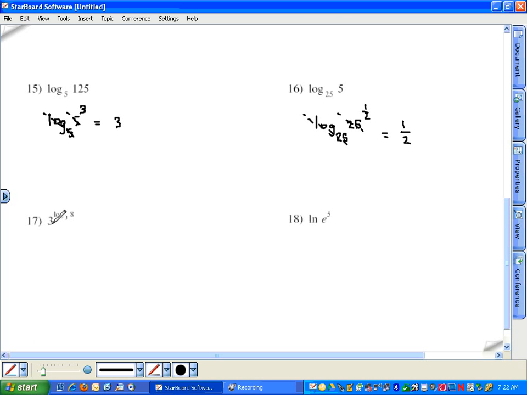Now over here, if you have a base of 3 and then as an exponent you have a log with a base of 3, those are inverse functions. They cancel each other out. So what's left over is 8. And then over here, natural log has a base of e. So the natural log is the inverse of the natural exponential number. So what's left over is 5.